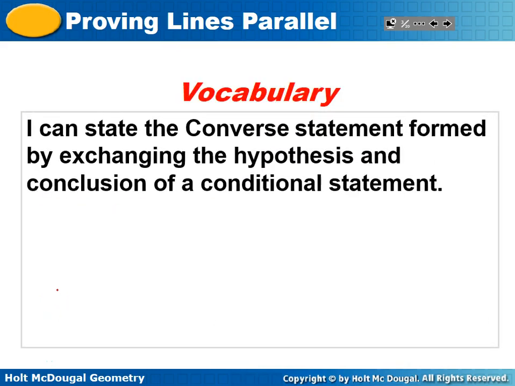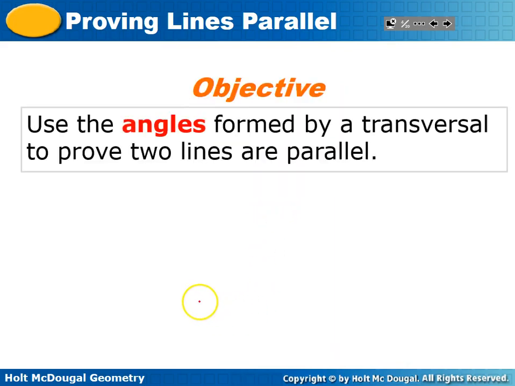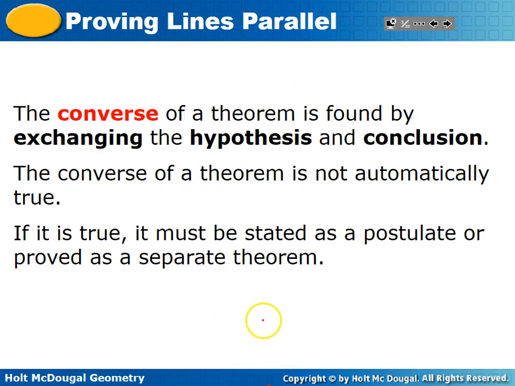So our vocab today is: I can state the converse, the statement formed by exchanging the hypothesis and conclusion of a conditional statement. So we've got hypothesis, we've got conclusion, we've got conditional statement, and we've got converse. Those are all things that we're going to go over today. Our objective today is to use the angles formed by a transversal to prove two lines are parallel. The converse of a theorem is found by exchanging the hypothesis and conclusion. We already did that, and we talked about it a minute ago.